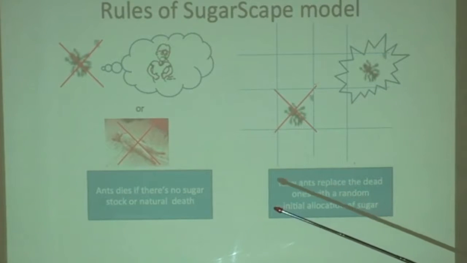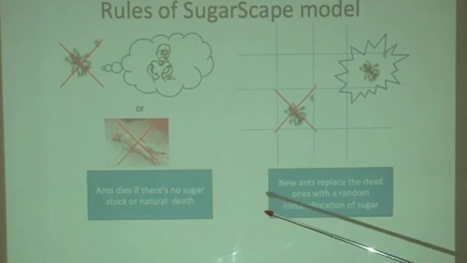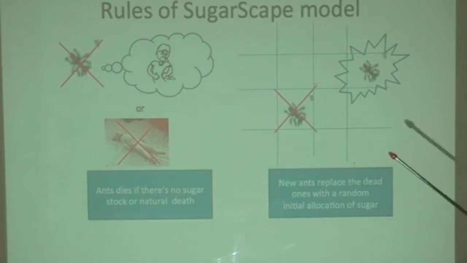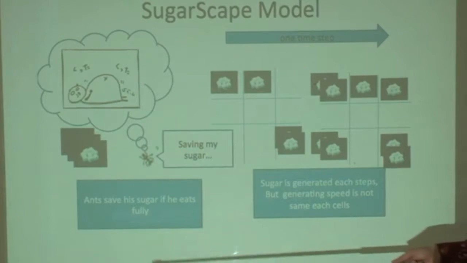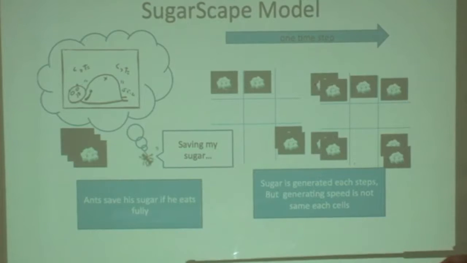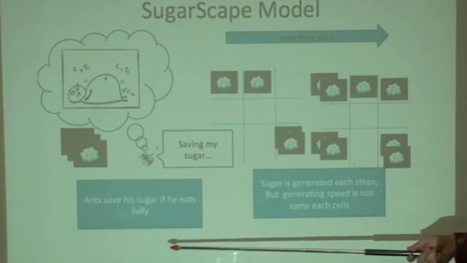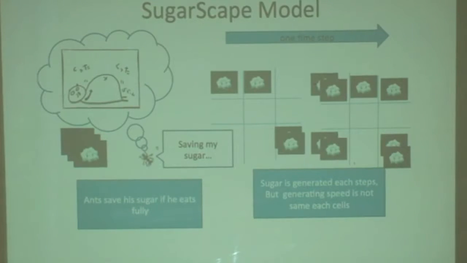Ants die if there is no sugar, or from starvation or natural death. And if ants die, new ants replace the dead ones in a random area. And if ants have some saved sugar, if he's hungry, the ant uses his saved sugar. And this is important.